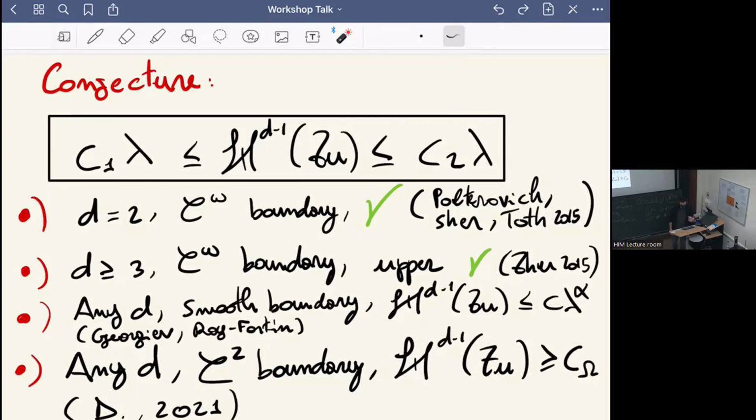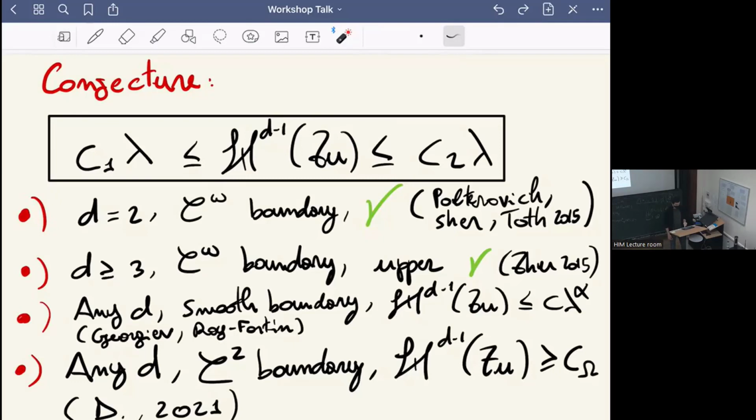I will list some of the results about this conjecture, and I'll start with the strongest hypothesis, in which we have the best result: in 2 dimensions, for a real analytic boundary, which I indicate by C omega, the conjecture is true. This was proved fairly recently by Polterovich, Sher, and Toth, 2015. Also in higher dimension, again with a real analytic boundary, the upper bound is also true. This was proved by Zhu in 2015.